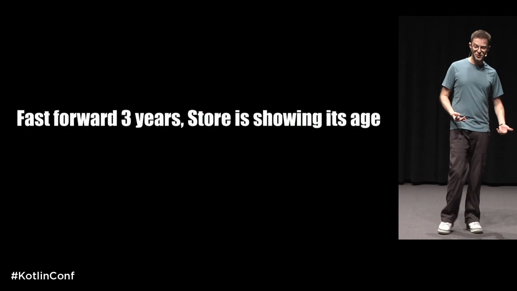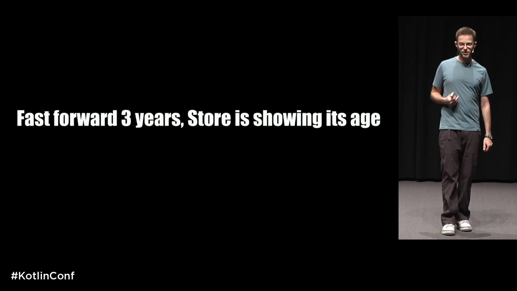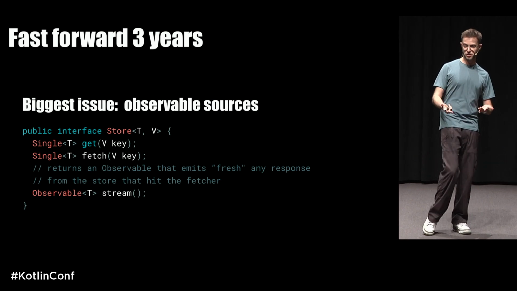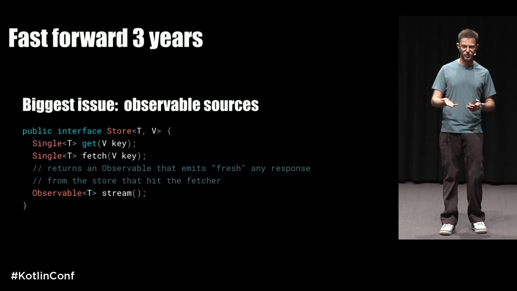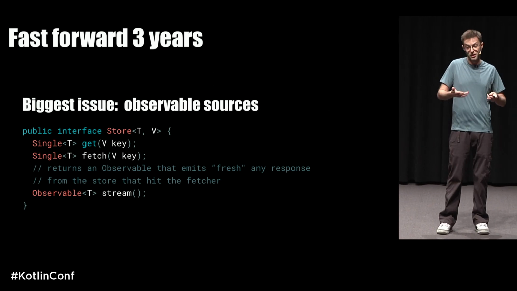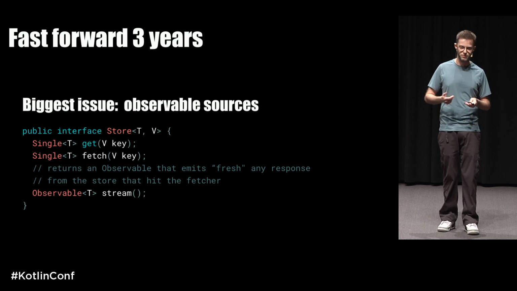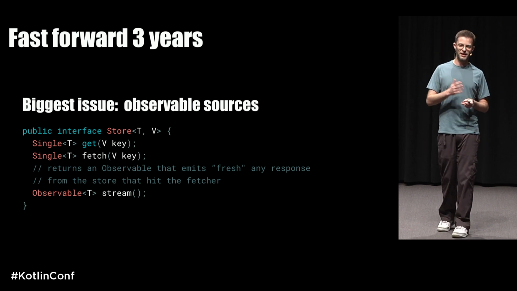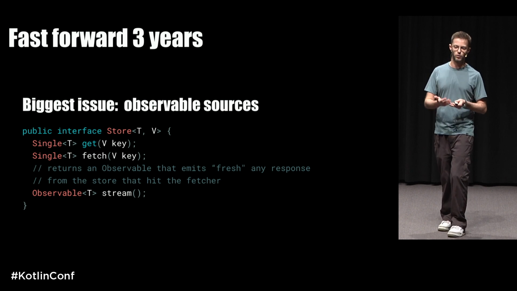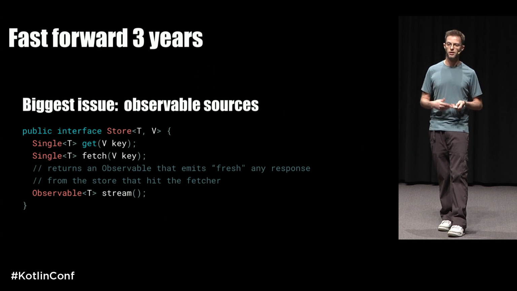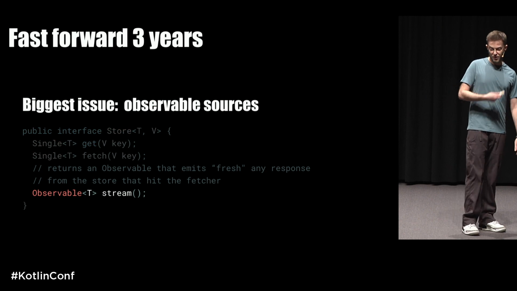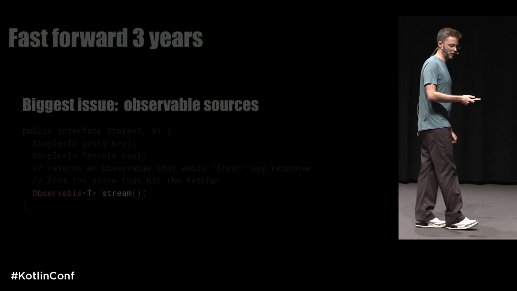So fast forward 3 years, and Store is starting to show some of its age. It was great. It was cutting edge at the time. It used Rx, but it was kind of using Rx Singles, where we were returning only single responses from the network. And eventually, users and consumers outside of the Times wanted us to have observable streams as well. We bolted it on by side effecting through streams called published subjects, but it wasn't truly reactive where we can work with observable fetchers or observable databases. So now I'm going to hand it off to Yiğit that's going to introduce what we've been working on.